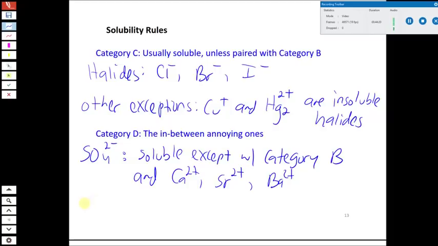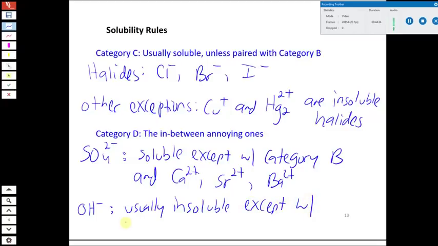And then the other anion in this category is OH minus. This one, more often than not, is insoluble. However, we have some exceptions as well. So again, there's those category A cations, the cations that are always soluble. So if you have a hydroxide of those, it'll be soluble. So lithium, sodium, potassium, rubidium, cesium hydroxide, those are all soluble because they have that cation in it that's always soluble. But then the other exceptions, actually the exceptions for hydroxide are the same as the exceptions for sulfate, they just go in the other direction. So calcium 2 plus hydroxide, strontium hydroxide, and barium hydroxide, these are soluble in this case.